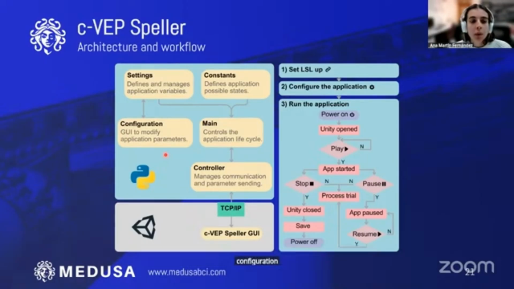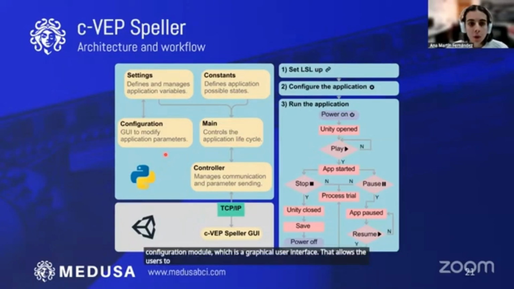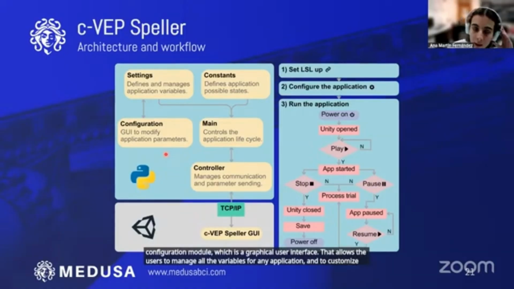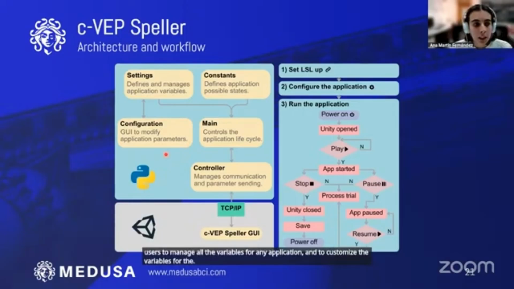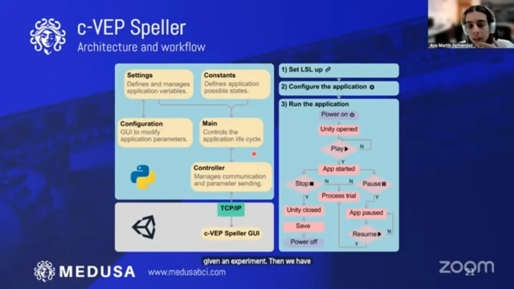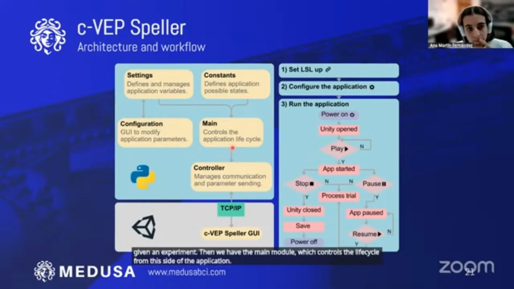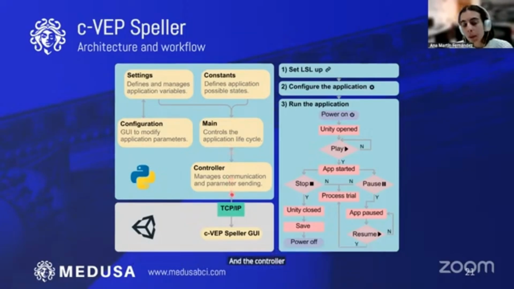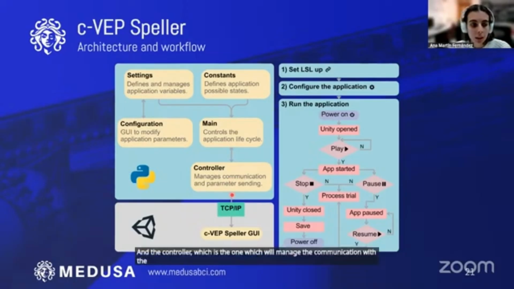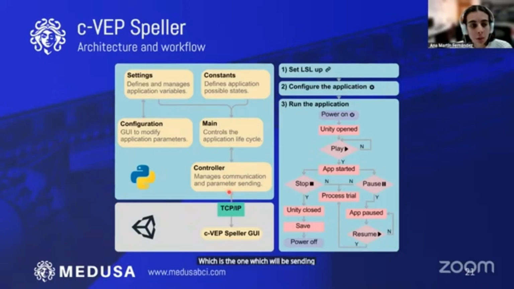Then the configuration module, which is a graphical user interface that allows users to manage all the variables of the application and to customize them for the given experiment. Then we have the main module, which controls the life cycle from this side of the application, and the controller, which manages the communication with the graphical user interface in Unity, sending the parameters to Unity and being in continuous communication with that other side of the application.